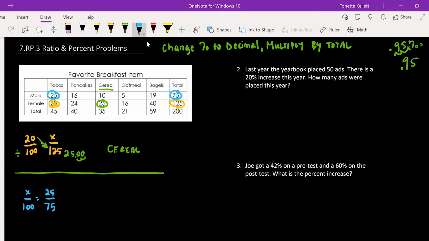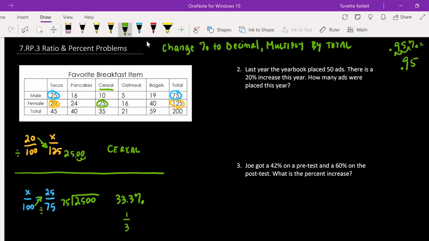We're going to multiply diagonally and divide by the number left over. That's 2,500 divided by 75. You get 33.3%. That's another percent, by the way, another way to write the fraction 1/3.